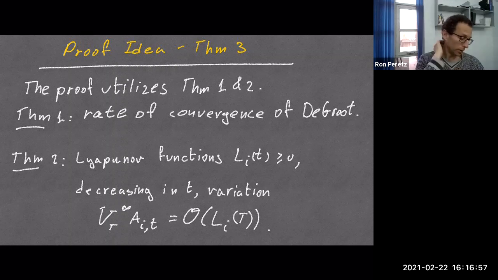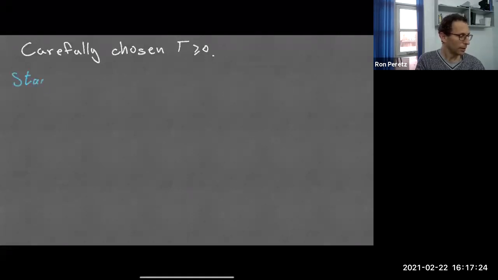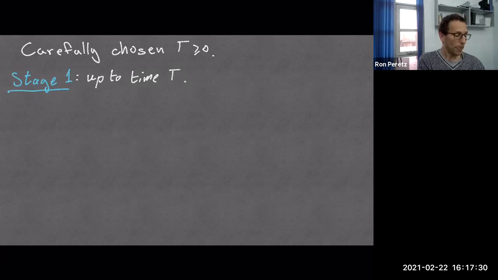But we don't only use the fact that it converges, we use the fact that we can say something about the variation. Okay, so let's see. Okay, so this is the proof now. We carefully choose a number t, a time period t. I will explain what I mean by carefully later on. And in the first stage, we consider the dynamics up to time t. And in the second stage, we will consider the dynamics from time t onward.